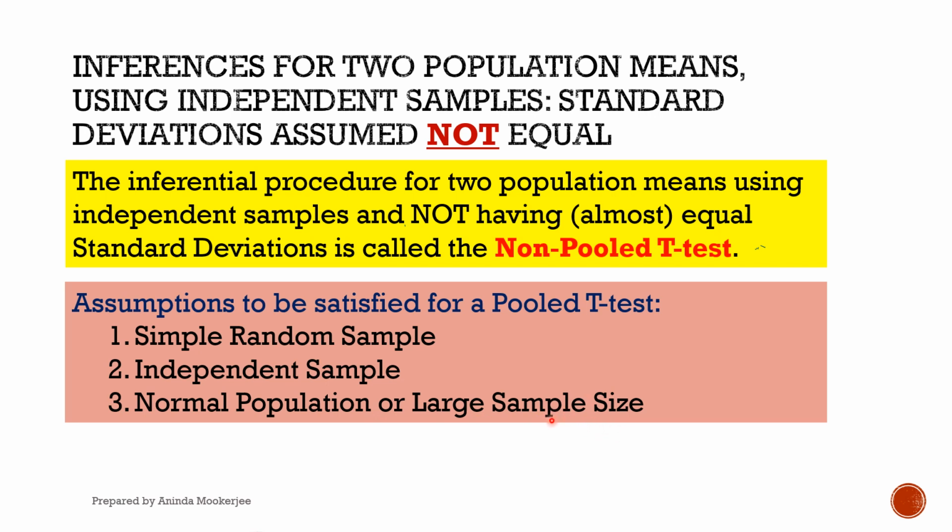Now, one thing I want to mention in this context is that you can use a non-pool t-test for situations when the sample standard deviations are equal. So this non-pool t-test can be used for any circumstances, whether the standard deviations are equal or not equal, right? But the pool t-test you cannot use when the standard deviations are different by a wider margin, right?